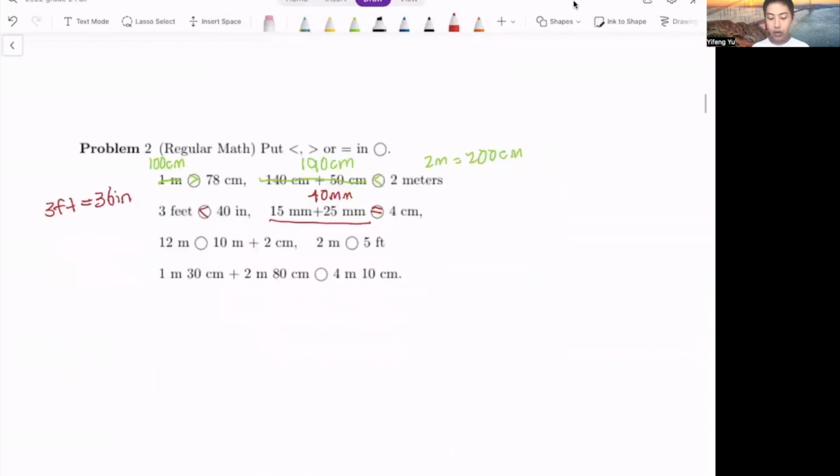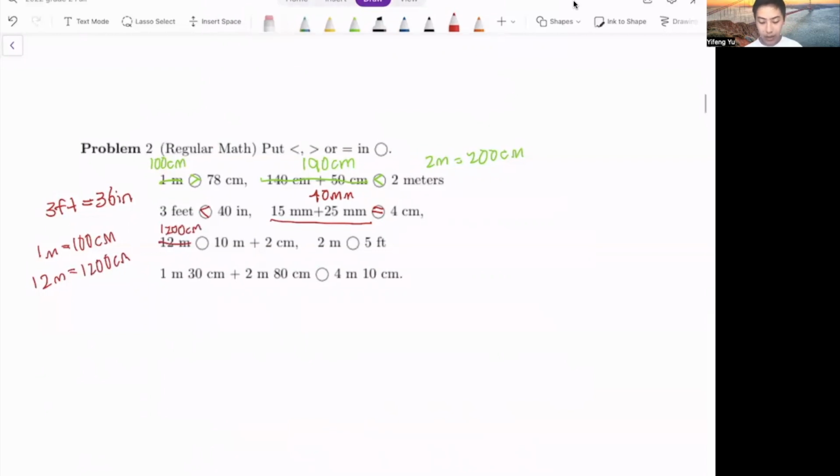And the sixth question, 12 meters is what to 10 meters plus 2 centimeters? So if we recall from the first question, 1 meter is equivalent to 100 centimeters. So therefore, 12 meters would be 1,200 centimeters. So we put that right here. And then 10 meters would be equivalent to 1,000 centimeters plus 2 centimeters. So that would be 1,002 centimeters. So therefore, 1,200 centimeters is of course greater than 1,002 centimeters.